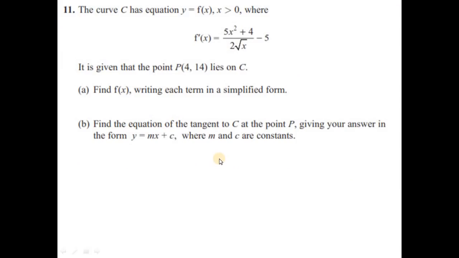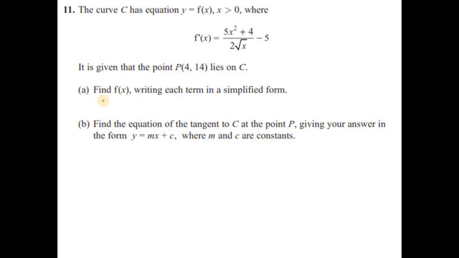Question number 11. The curve C has equation y is equal to f of x. f dash of x is equal to (5x squared plus 4) over (2 root x) minus 5. It is given that the point P(4, 14) lies on C. Find f of x, writing each term in a simplified form.